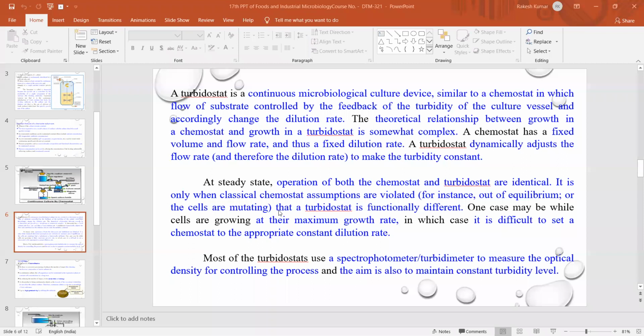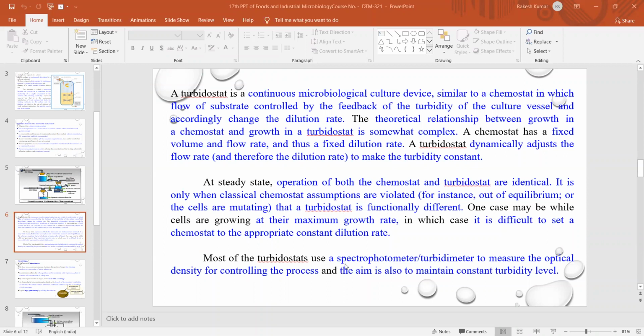Whatever end product should be formed inside the chamber will not form in time, or whatever flow rate you have maintained will be disturbed. So in that case, the turbidostat functions differently. One case may be while cells are growing at the maximum growth rate, in which case it is difficult to set a chemostat to an appropriate constant dilution rate. So these are the main differences in the turbidostat method if you compare it with the chemostat method.